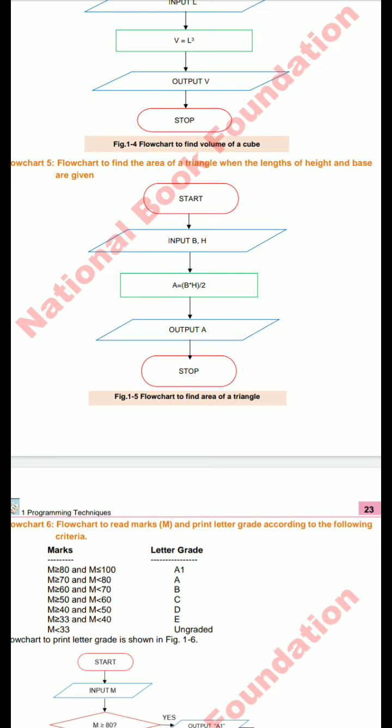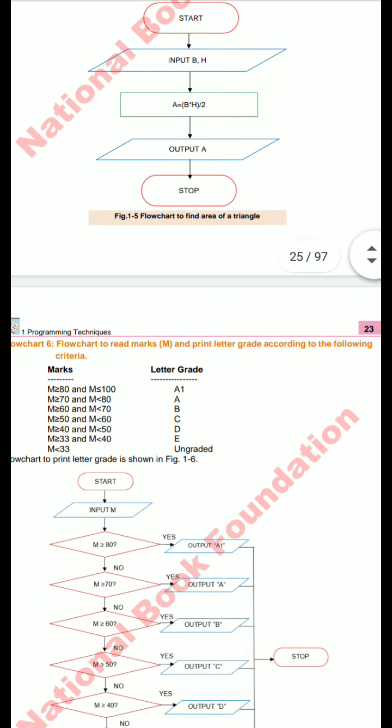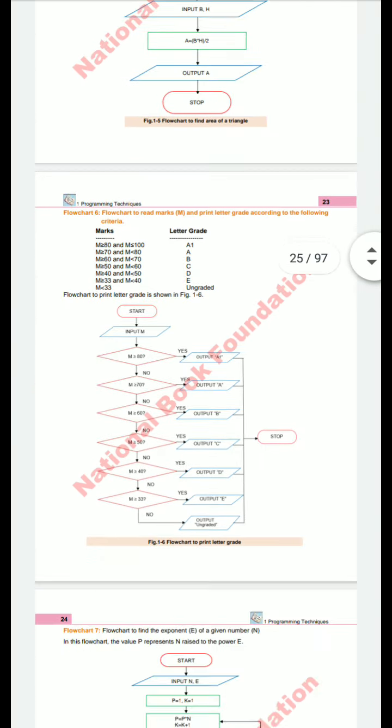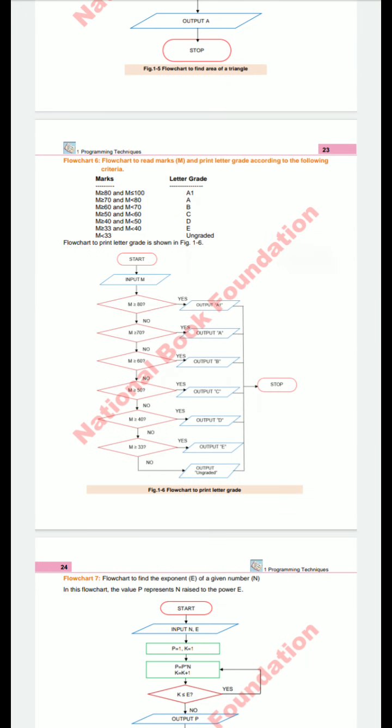Same as that, you are given numbers and you are also given a formula. Then put the formula in the processing and then the output. Input B, H, and the formula is A is equal to base into height divided by 2, and the output will come after processing. Next, dear student, this is very important: flowchart number 6.